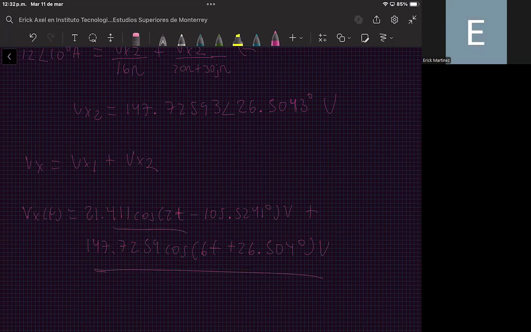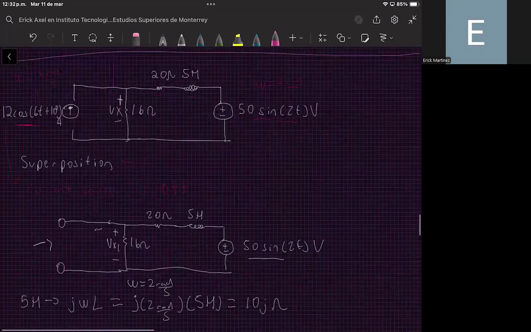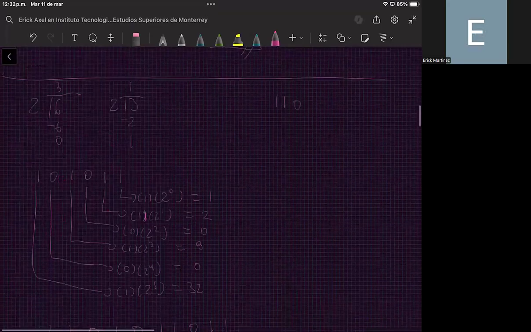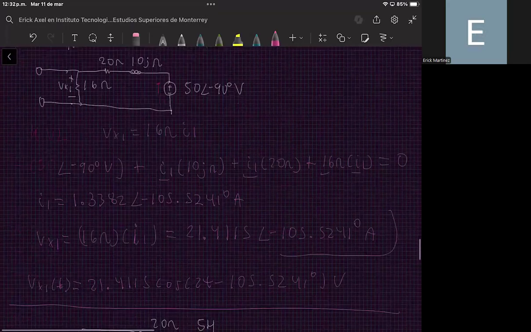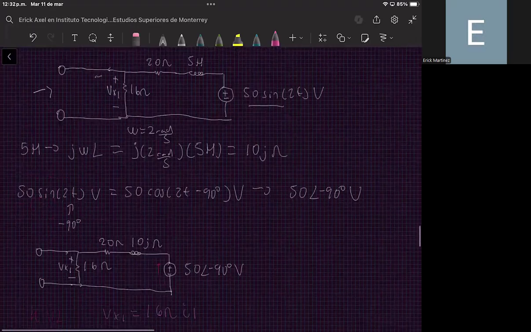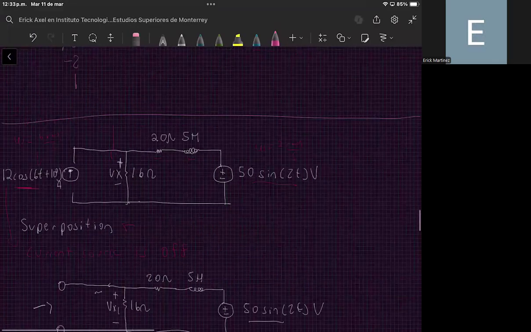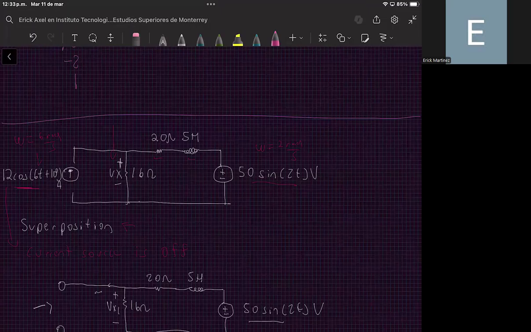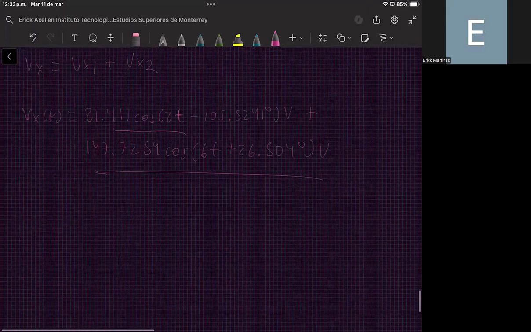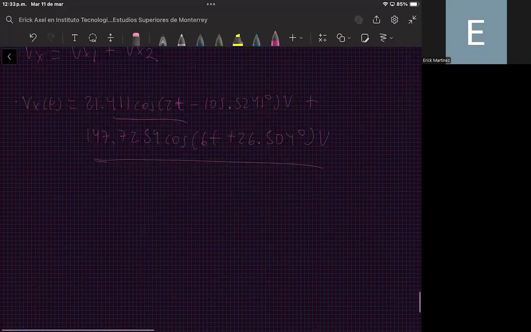In this way we can solve a circuit. Let me go back a little bit. We can solve a circuit that has two sources that operate at different frequencies using superposition. Basically we analyze the individual contribution of each of the sources into the voltage or current that we want to compute, and then we add together the results in a similar fashion to what I presented in this part.